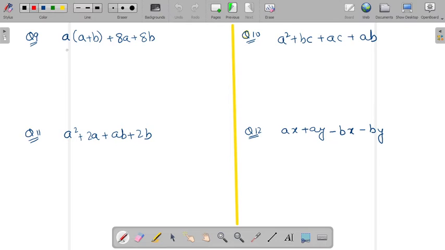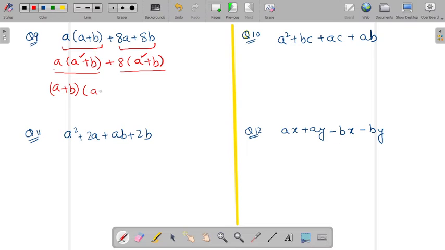In question 9, this is one term and this you will take as another term, or rather we can say we will make the group. So what is common here? Plus 8 is common. So we will take a plus b in the bracket. Now out of these two terms, can you see anything common? Yes, a plus b is common. So we will take it out. And what is left? A plus 8.